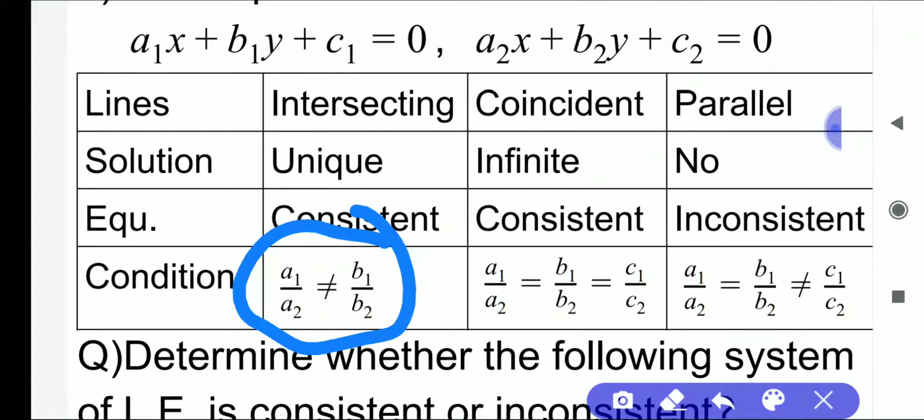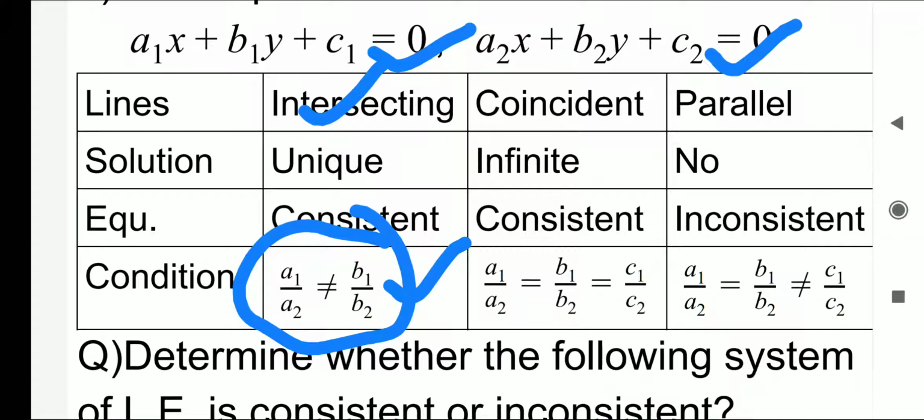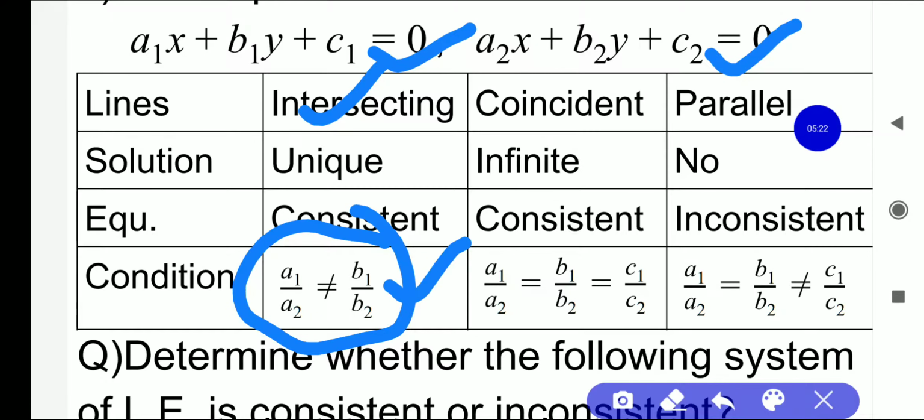This is very important. Once again I am repeating. Here two linear equations are given to you. First one is a1x plus b1y plus c1 is equal to 0. Second one is a2x plus b2y plus c2 is equal to 0. If a1 by a2 is not equals to b1 by b2, then the lines are intersecting and they have a unique solution, and the equations are said to be consistent.